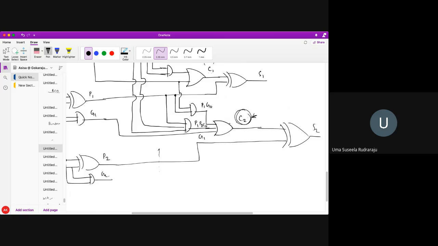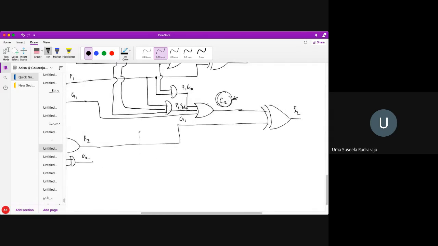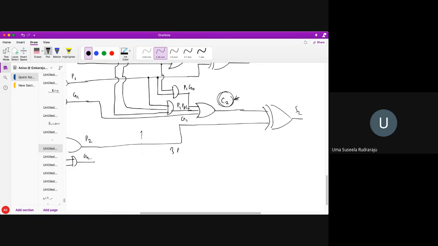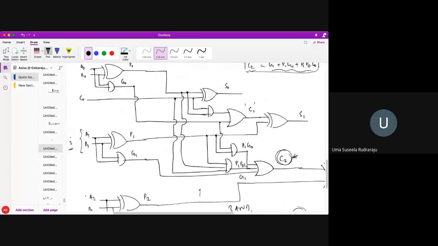But for C3 you would have this much of expression. So how many gates does it require? 3 AND gates and 1 OR gate, a 4 input OR gate. So you need 3 AND gates and 1 OR gate to get C3. So C3 is ready now before going for the operation of the third bit. Do you understand? That's why carry is ahead here. You have to perform this, students. I'm not doing it. So now one important concept I'm going to tell you.